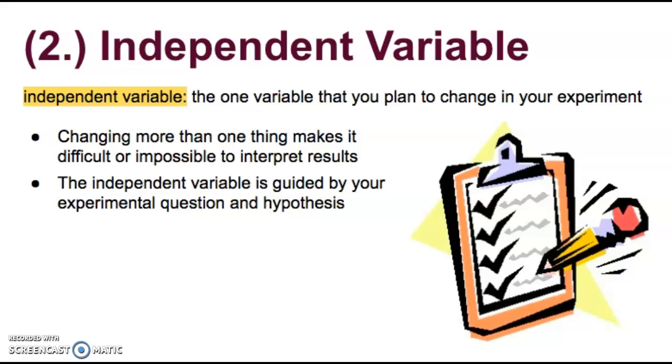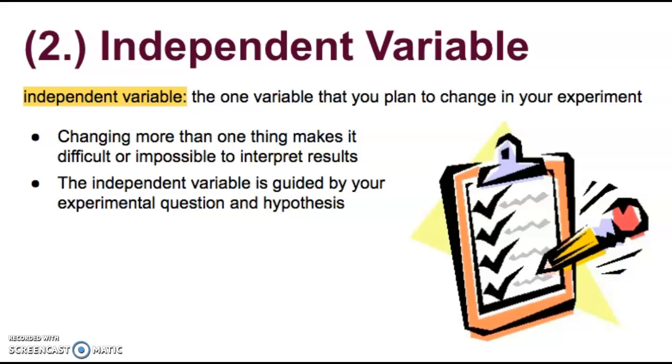If I change more than that one thing, let's just pretend that I changed the amount of flour in my recipes and I changed butter versus margarine. Now when I pull my cookies out of the oven, I might see a big difference between batch 1 and batch 2, but I'm not sure whether the change happened because I adjusted the amount of flour or whether the change happened because I adjusted butter and margarine. This is why it's really important to only change one independent variable in your experiment.